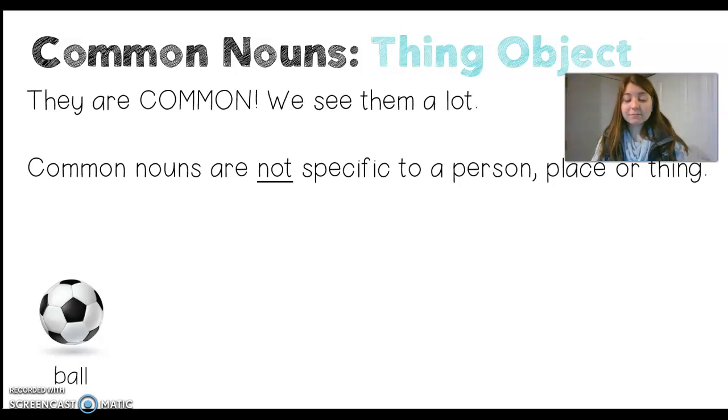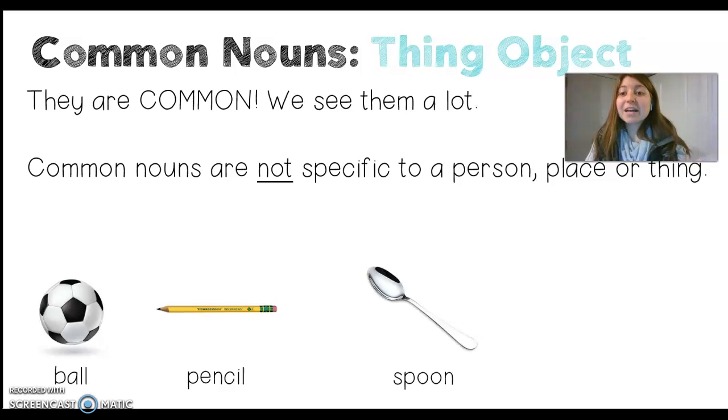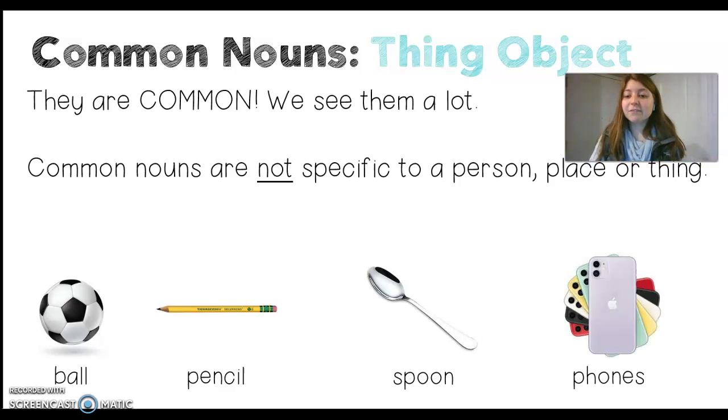This is a ball. How many of you have used this before? A pencil is an object. The word pencil is a common noun. A spoon, we use spoons all the time to eat, like cereal or soup. And phones are common nouns. So all of these are examples of common nouns that show thing, object.